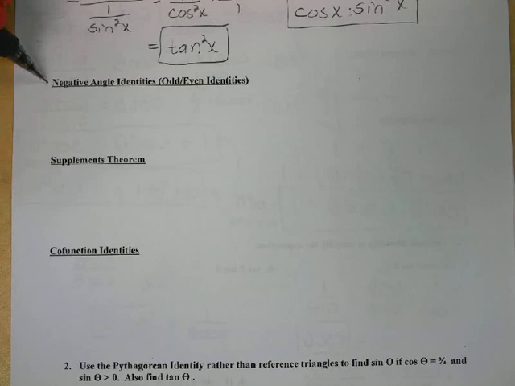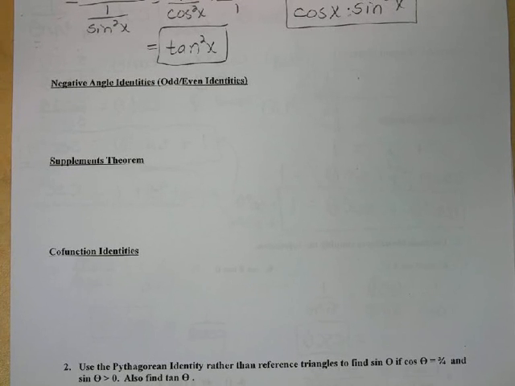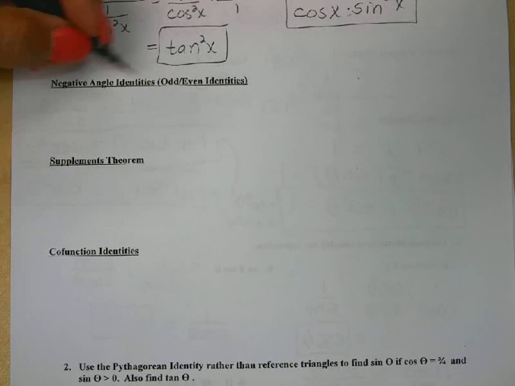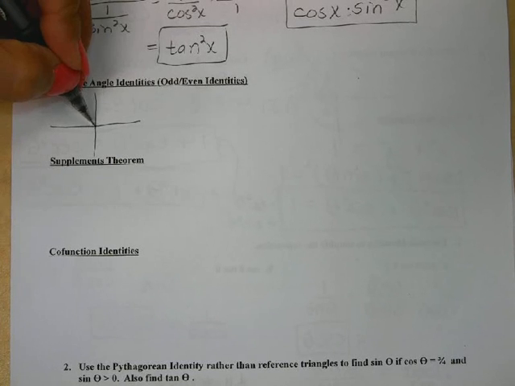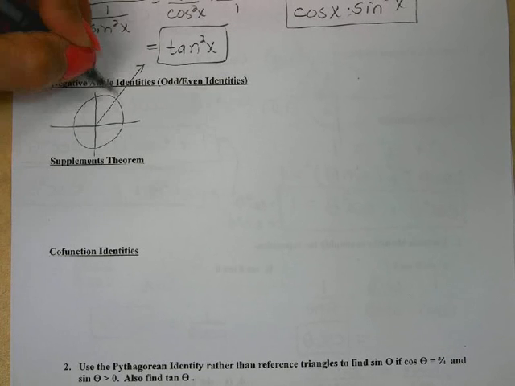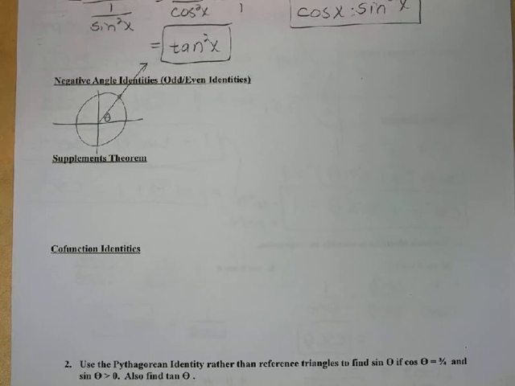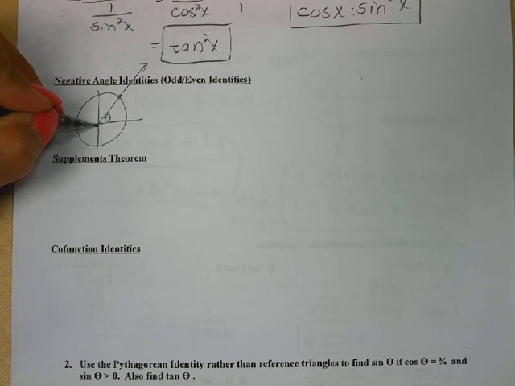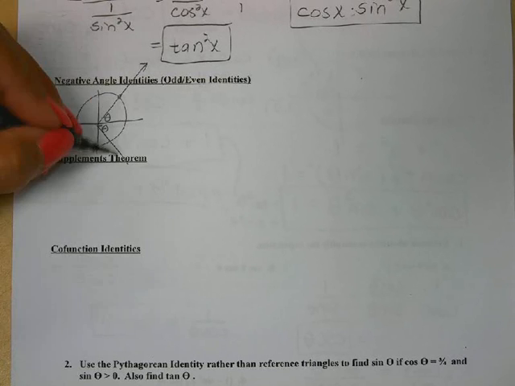First of all, the negative angle identities, or sometimes they're called the odd-even identities, are going to deal with what happens if we look at an angle and its opposite. And we've actually looked at this before. So think about if we had a situation, say we have a unit circle again, and if I think about rotating an angle of theta as opposed to rotating an angle of negative theta. And think about what points we would have.